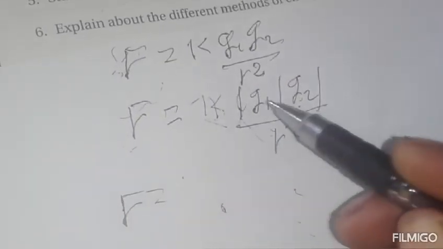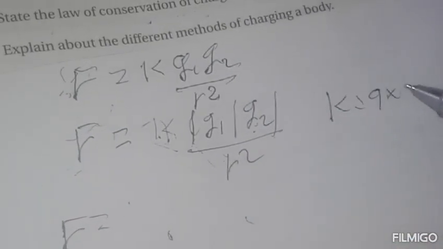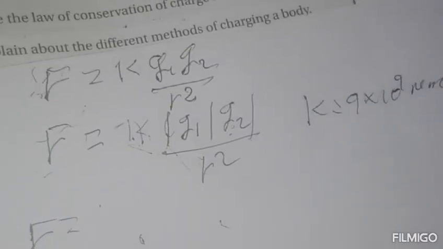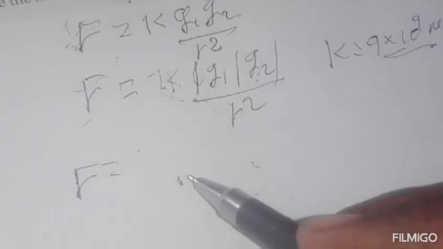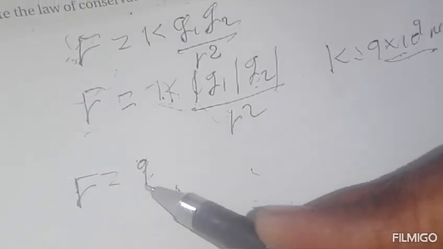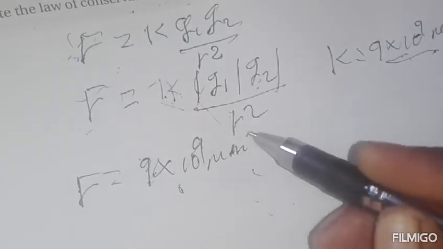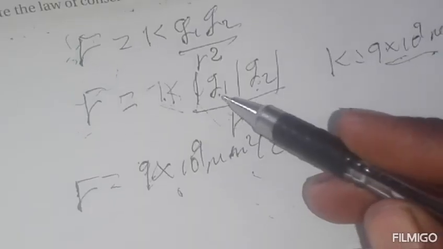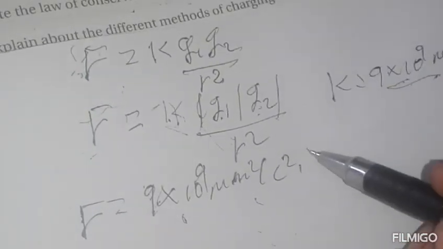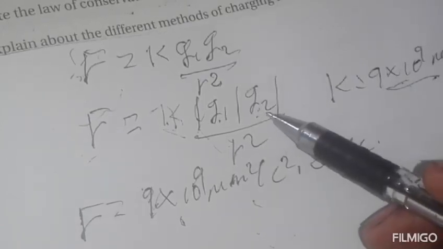So the electrostatic force is equal to Coulomb's constant, approximately 9 times 10 to the power of 9 Newton meter square per Coulomb square. So you have to substitute this number for K. So Coulomb's constant 9 times 10 to the power of 9 Newton meter square per Coulomb square times absolute of charge 1, since charge 1 is 2 microcoulomb, times absolute of charge 2.